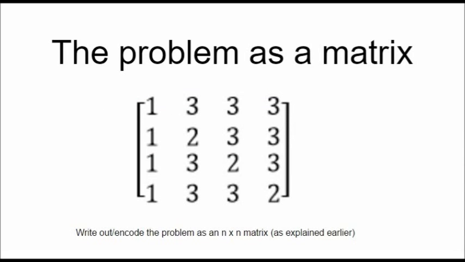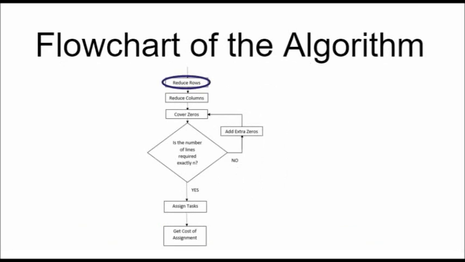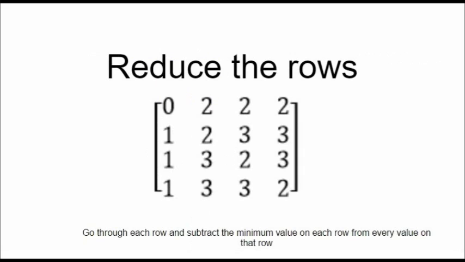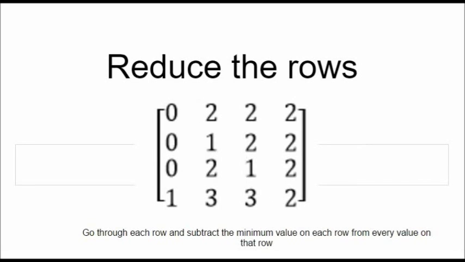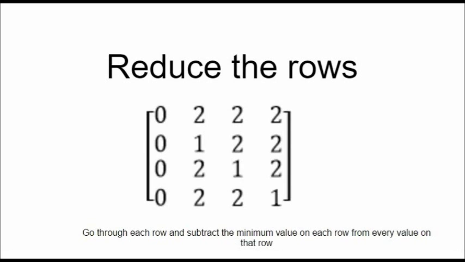Here is our problem as a matrix. And so first of all, we need to reduce the rows. This means we need to go through each row and subtract the minimum value in that row from every value in the row. And here the first row has been done for us. Then we go on to the second one, and the third one, and finally the fourth one.